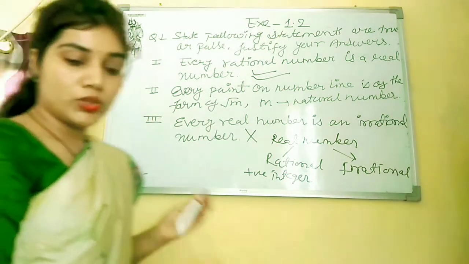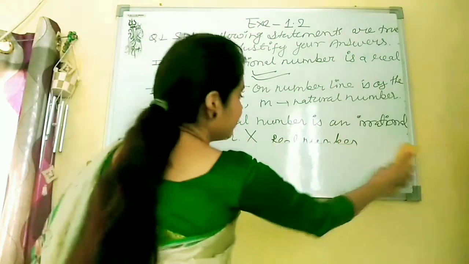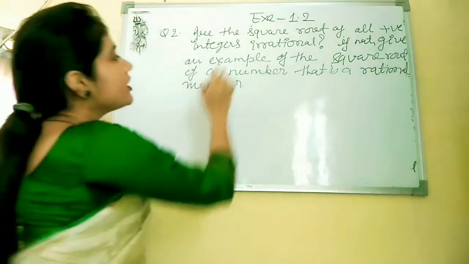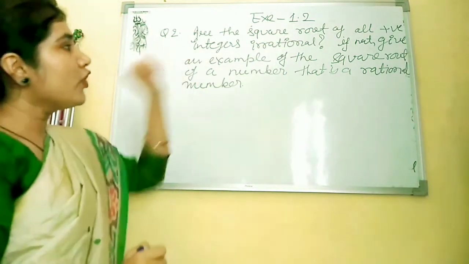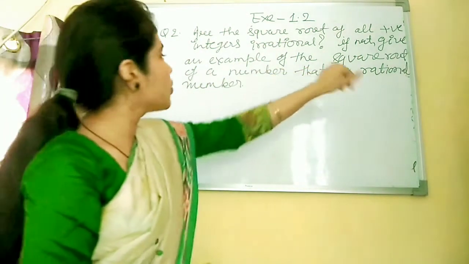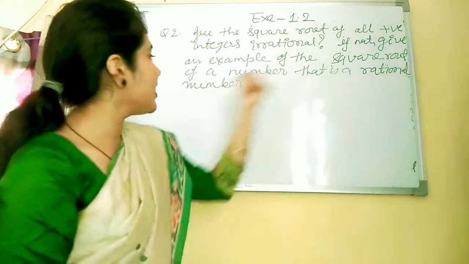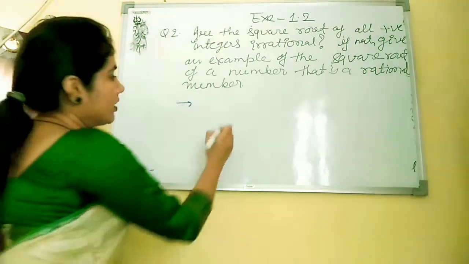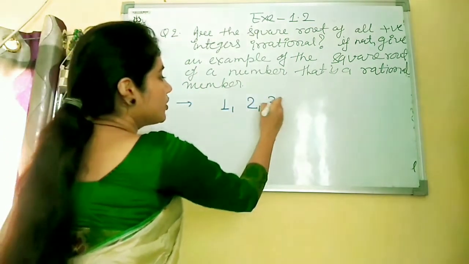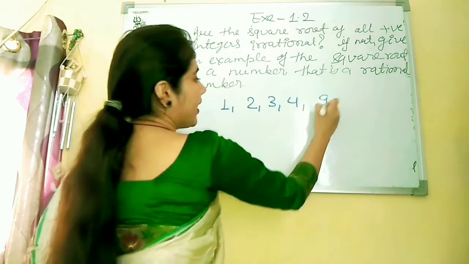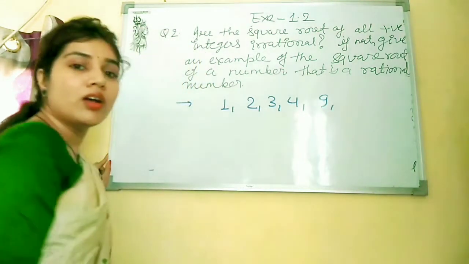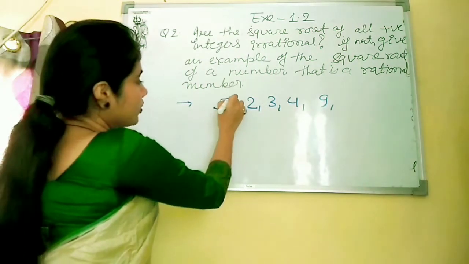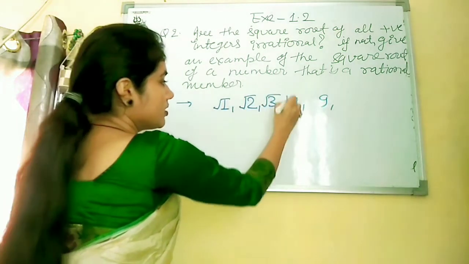Okay. Now the next question. Is the square root of all positive integers irrational? If not, give an example of the square root of a number that is a rational number. Okay, let's see. All positive integers: 1, 2, 3, 4, 9. These are the positive integers, right? Just take the square root of all these integers.